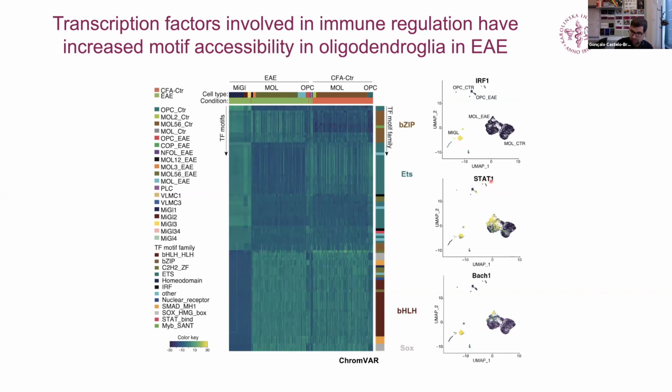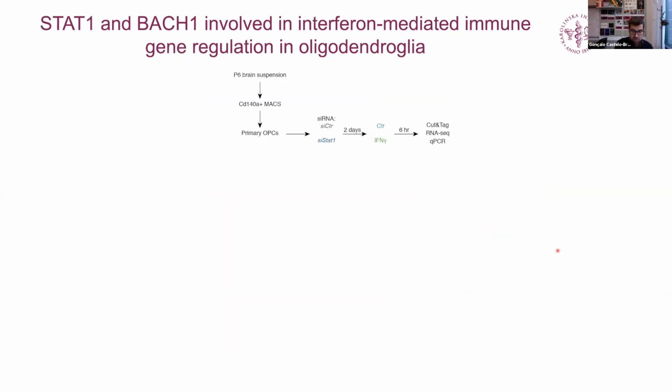And you can see here on the UMAP that I've shown you before that in the mature oligodendrocytes in EAE, you have an increased accessibility of STAT1, and in some populations also of the BACH1 transcription factors, which are transcription factors that have been involved in immune regulation. So what Mandy and Enrichment then decided to do was to treat primary OPCs with knockdown of both STAT1 and BACH1 in the context of interferon gamma treatment.